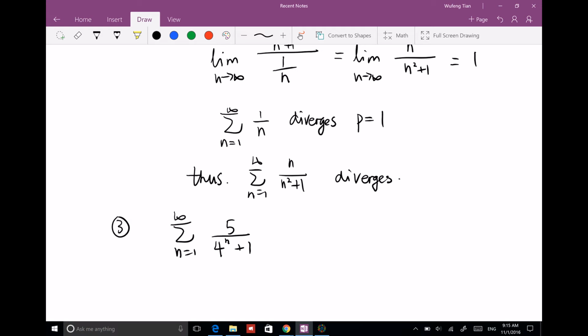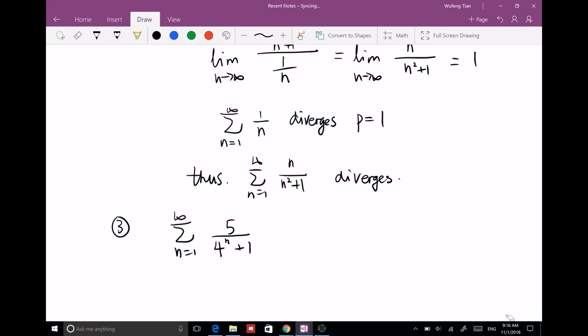I think that would diverge. It would diverge. You compare this one with which series? It almost looks like a geometric series, so 5/4 would be greater than 1. But I don't have an n here. I don't have an n on the top. I'm not too sure then.